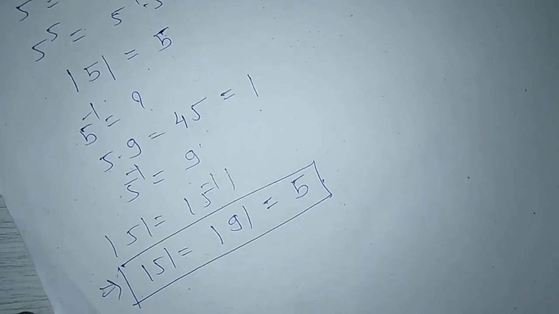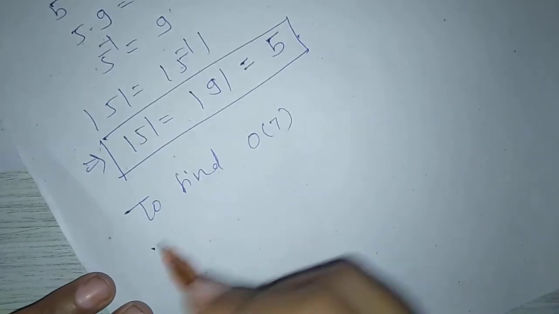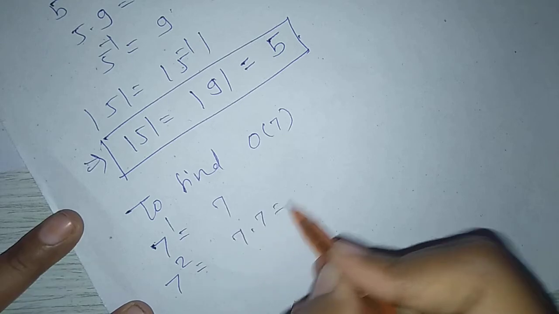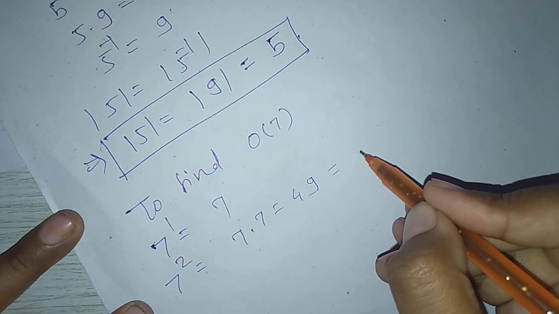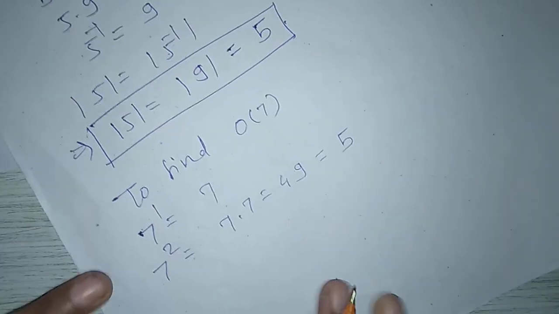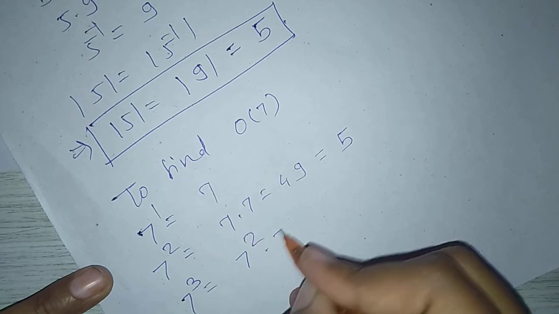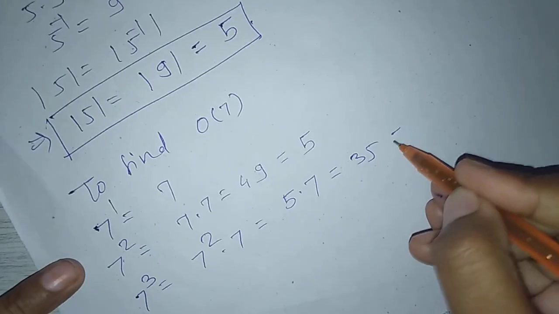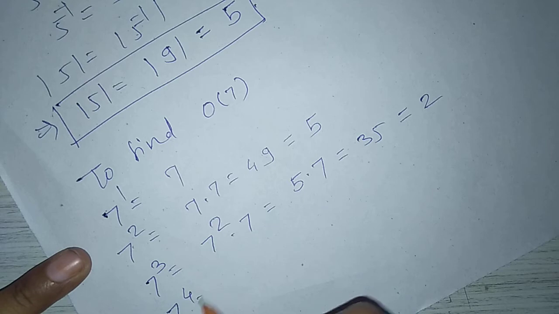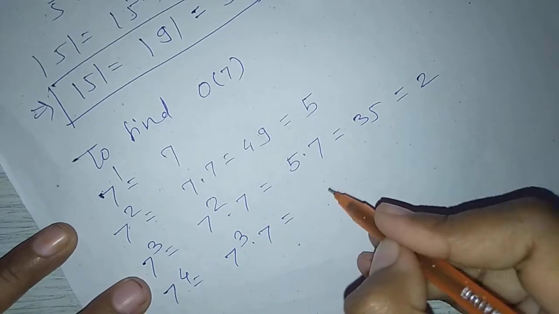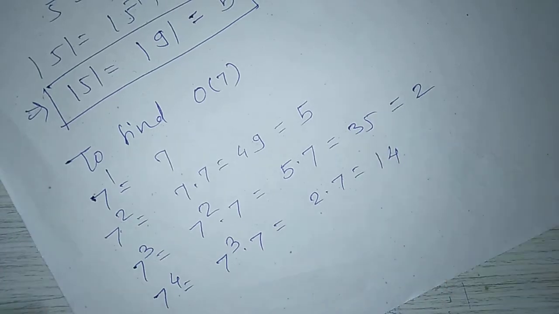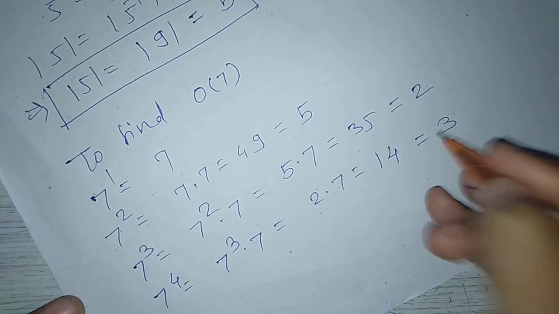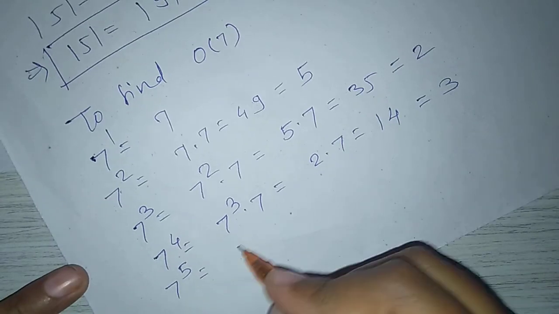Now to find order of 7, we get 7 raised to 1 equal to 7. 7 raised to 2 equal to 7 into 7 equal to 49 under modulo 11. 49 is 5. 7 raised to 3 is 7 square into 7, 7 square is 5, 5 into 7 equal to 35 under modulo 11. 35 is 2. 7 raised to 4 equal to 7 cube into 7. 7 cube is 2, 2 into 7 equal to 14 under modulo 11. 14 is 3.